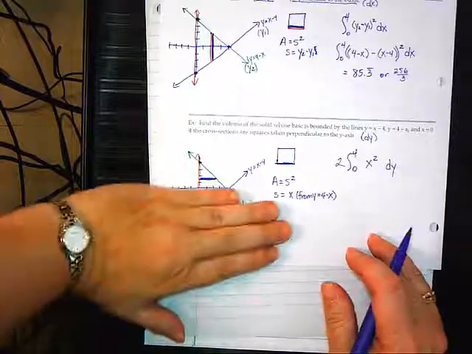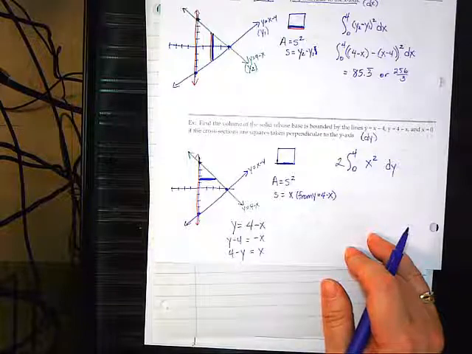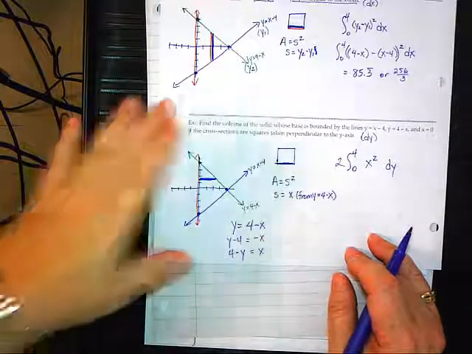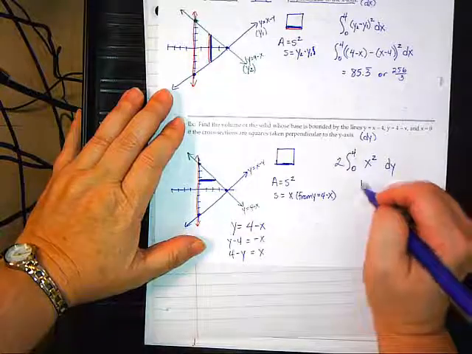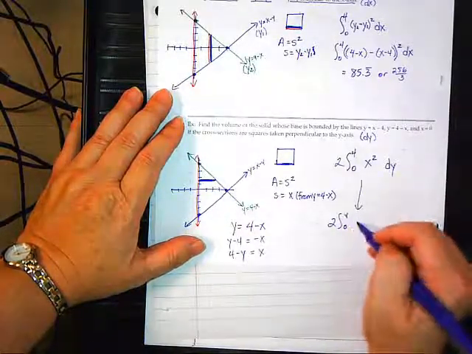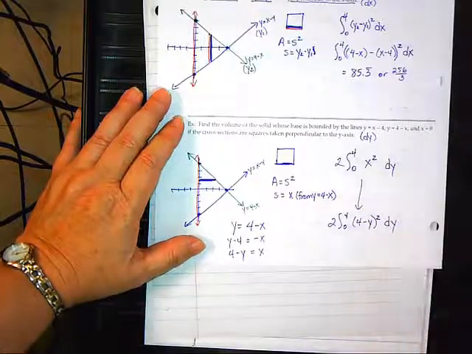I'm only taking the volume of the top half of that. But what if it's not congruent on both sides? Then you're going to have to do 2 separate integrals. And then you just add them? Yes, you would add them together. Exactly. So I'm going to move down here because that's kind of in my way. 2 times the integral from 0 to 4 of (4 minus y) squared dy.